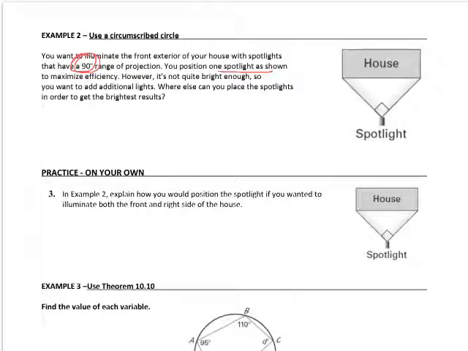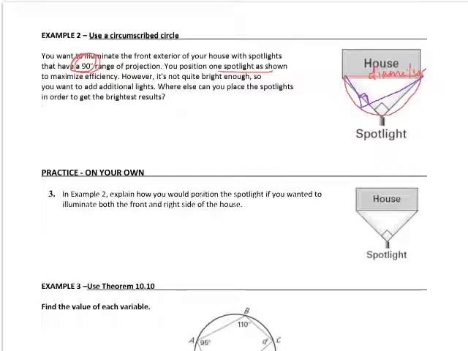Well, if the spotlight has a 90-degree range, then I want to assume that I'm going to make a semicircle here and that triangle is inscribed in the semicircle. Remember then, this is the diameter of the circle. This right here will be the diameter. And where can I place some other spotlights to light up the house even more? Well, any place that the right angle can be created on that semicircle.